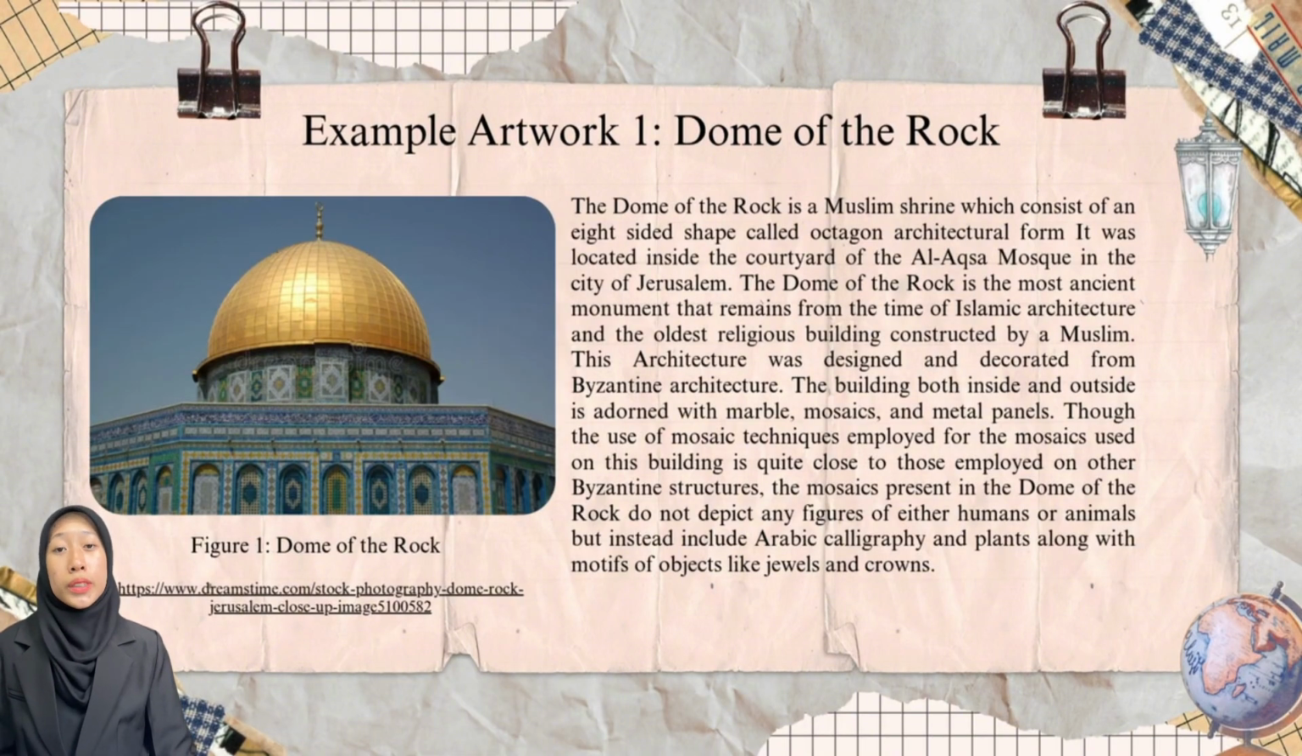It is influenced by Byzantine architecture. It is decorated with marble, mosaic, and metal panels, inside and outside. The mosaics are similar to Byzantine style, but no human or animal figures are shown. Instead, the decoration includes Arabic calligraphy, plant designs, and motifs like jewels and crowns.